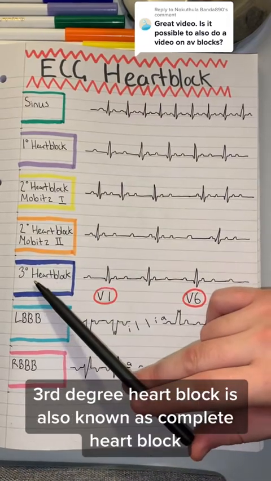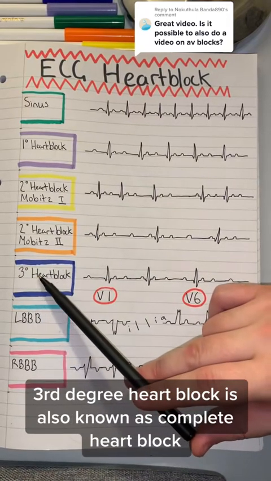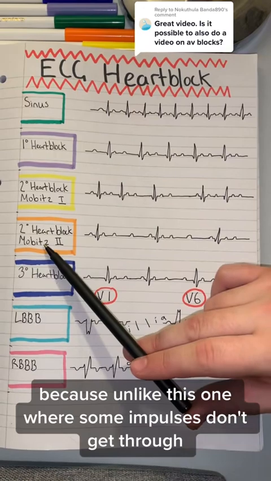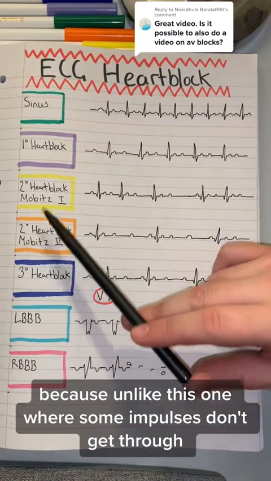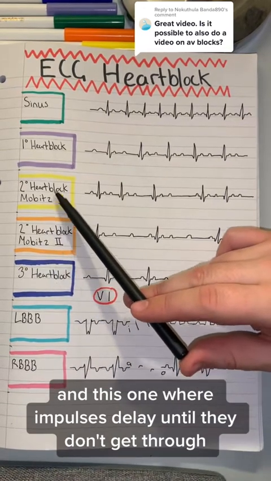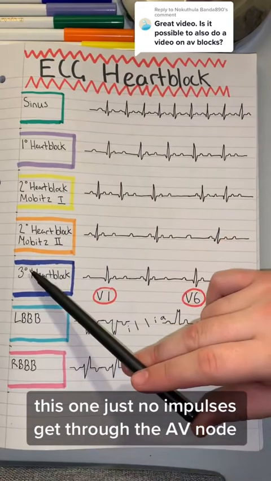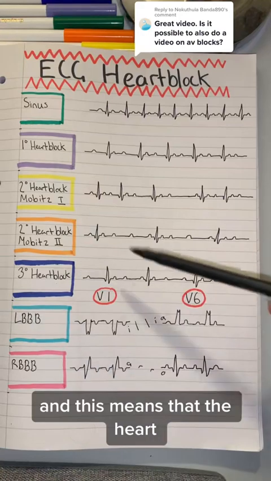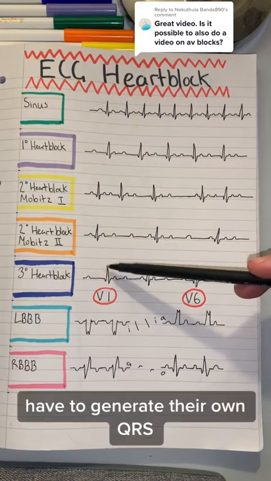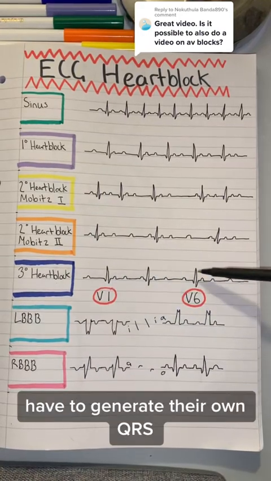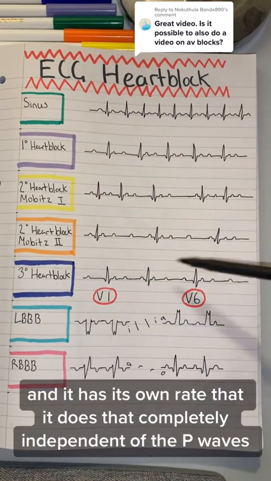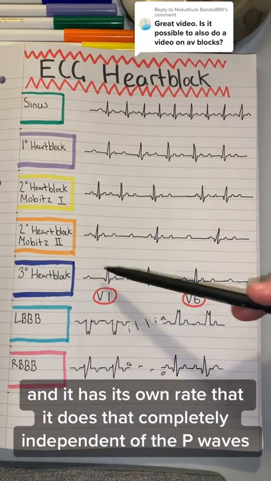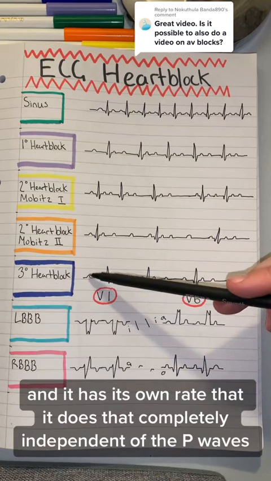Third degree heart block is also known as complete heart block because unlike this one where some impulses don't get through and this one where impulses delay until they don't get through, this one just no impulses get through the AV node. And this means that the heart, the ventricles, have to generate their own QRSs, and it has its own rate that it does that, completely independent of the P waves.